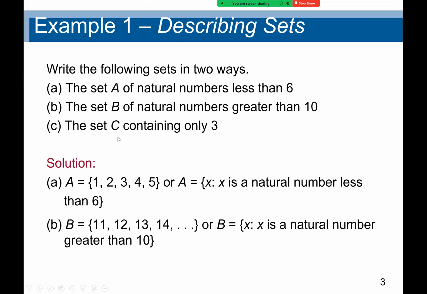And the next one is a set C containing only 3. So that means set C has only one member, 3. So we have C equal to {3}. Or we can say X equal to 3.